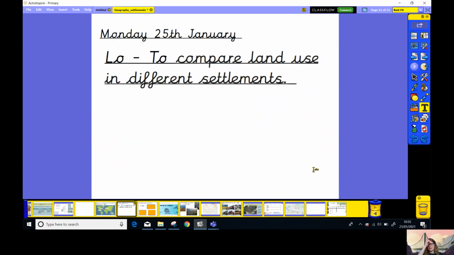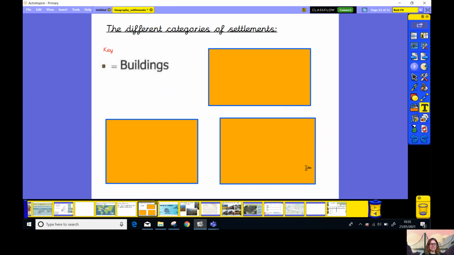Right, let's get started today. So I'm going to ask you in your books to write today's date, which is Monday the 25th of January, and today's learning objective, which is to compare land use in different settlements. Well done.